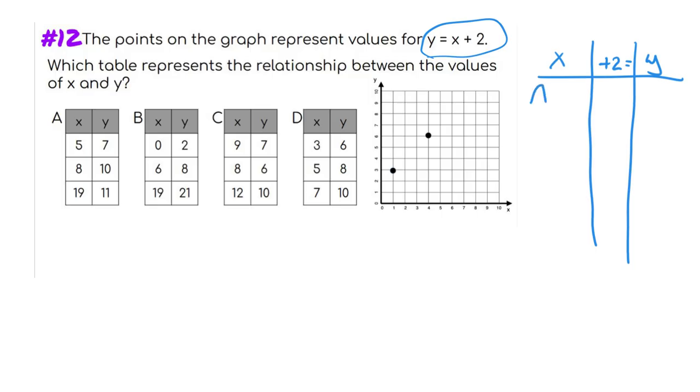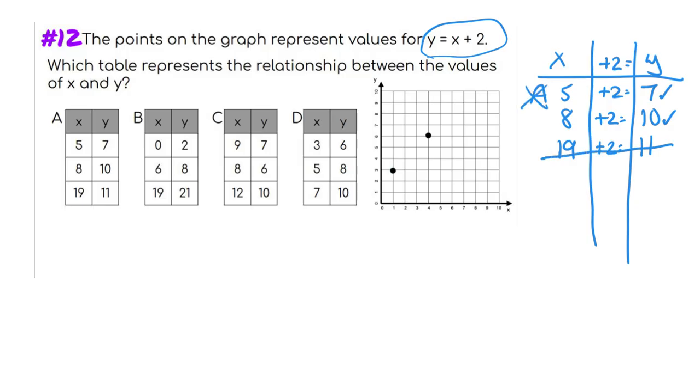So answer choice A, the first numbers are 5 and 7. Does 5 plus 2 equal 7? Yeah, so A looks pretty good there. Then we've got 8 and 10. 8 plus 2 equals 10. Yep. And 19 and 11. Oh, does 19 plus 2 equal 11? I don't think so. So A is out.